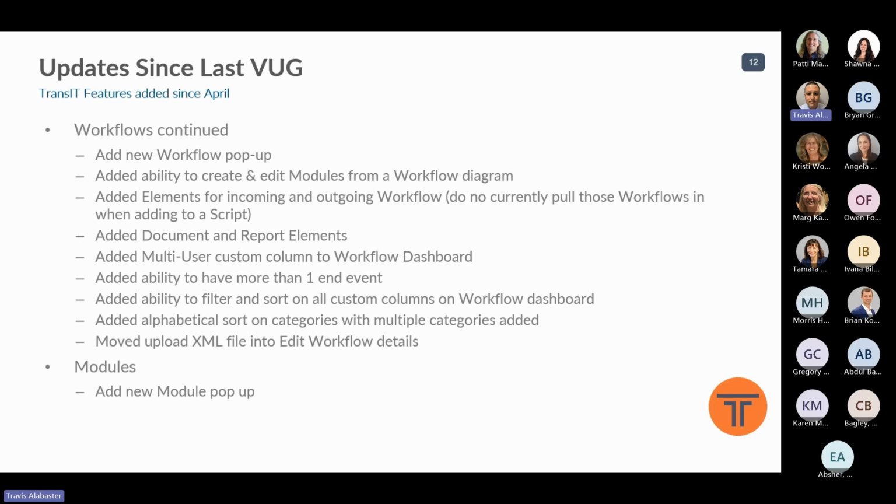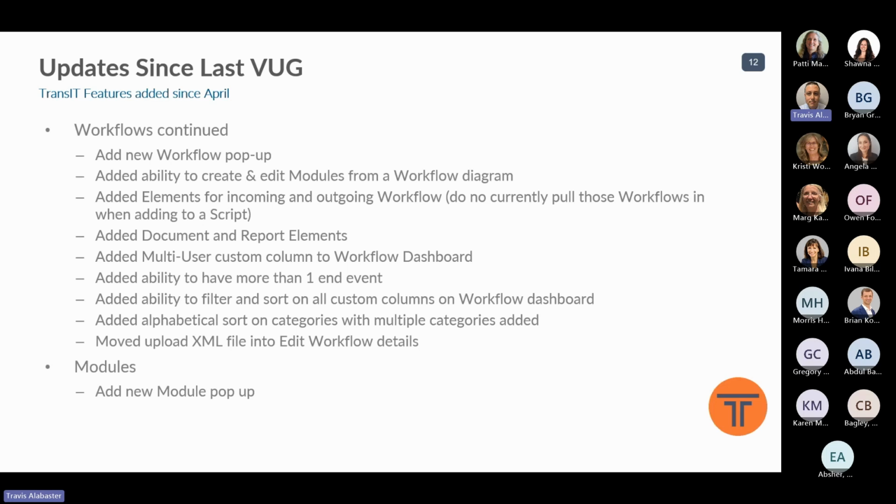We added the ability to use the multi-user custom columns on your workflow dashboard. We also added the ability to have more than one end event. We do recommend that you only have the one end event, but if you have to have two, then TransIT will accept that. We added the ability to filter and sort on all your custom columns on your workflow dashboard.